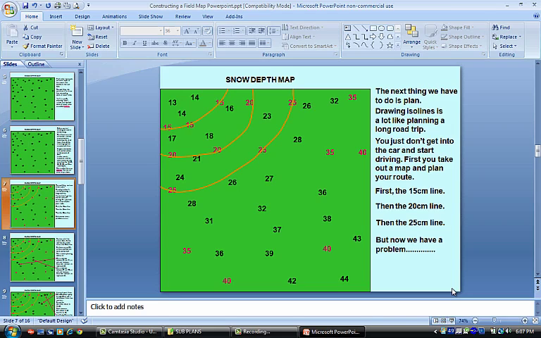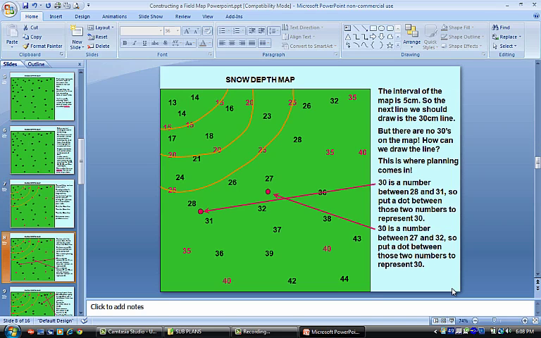Okay, the first thing we have to do is to plan out our route. So drawing isolines is a lot like planning a long road trip. You don't want to just get in the car and start driving. You need to make a plan and map out your procedure so we don't have any complications along the way. Okay, so first, since we're starting at 13, it makes sense to start at 15. Then we'll do 20, 25, etc. So here we have several values of 15, 20, and 25, so we're just going to draw the lines as best you can. Nothing's perfect on an isoline map, so do the best you can.